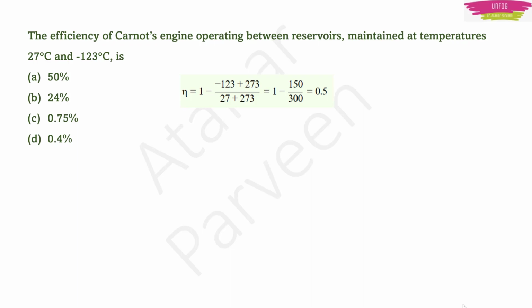So it will become subtraction in the numerator, and you are using the same formula, 1 minus T2 upon T1. Okay, the greater value is in the numerator and the smaller value will be in the denominator. Okay, because T1 is high and T2 is low. So you just substitute, you get 0.5, and then again in order to convert efficiency into percentage, you need to multiply it with 100 and you get 50% as the answer. Okay.